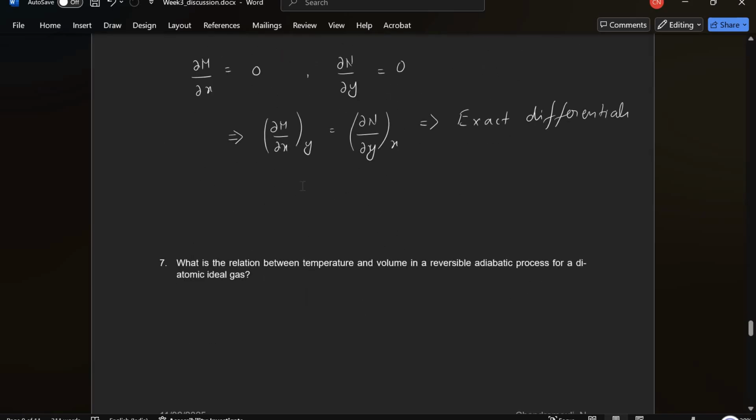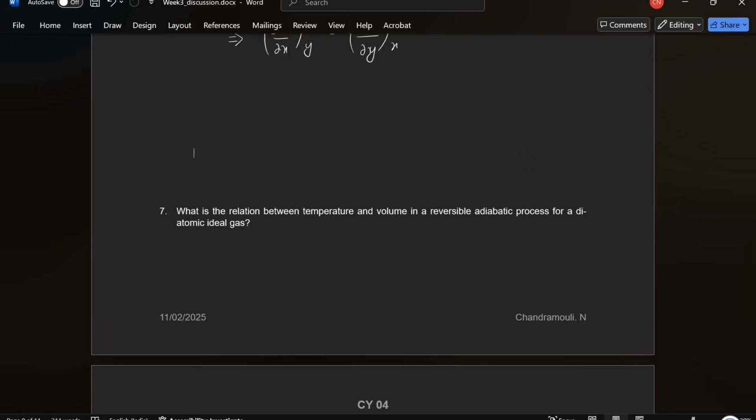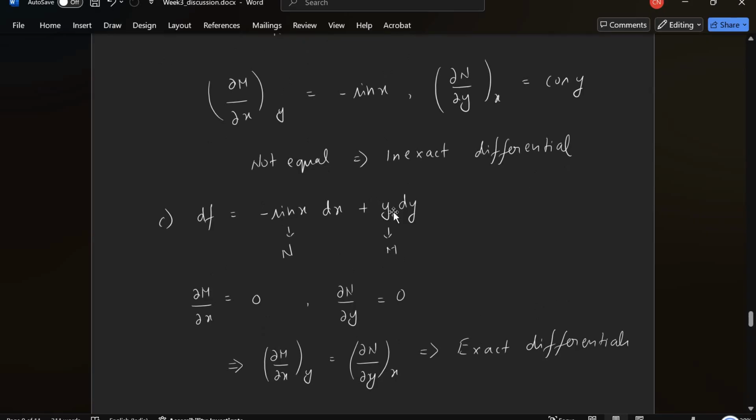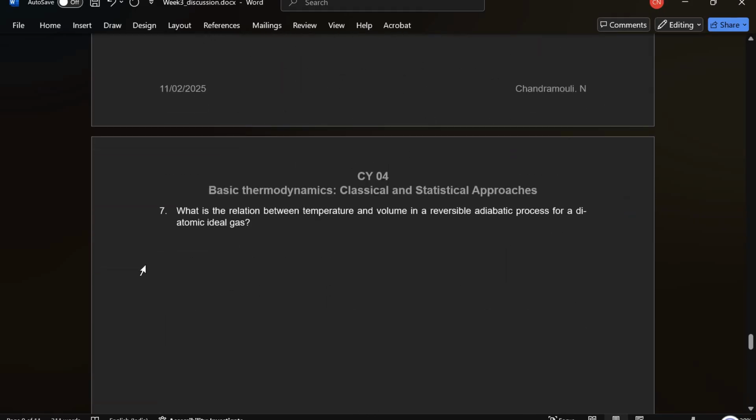I hope this is quite clear, because you just need to differentiate the variable along with dx by y, and the variable along with dy by x, and then they both should be equal for a given function to be an exact differential. Now we come to the next question. I hope whatever I've told till now is quite clear. If you have any doubts, please post in the NPTEL forum.